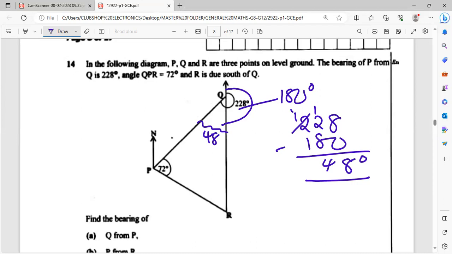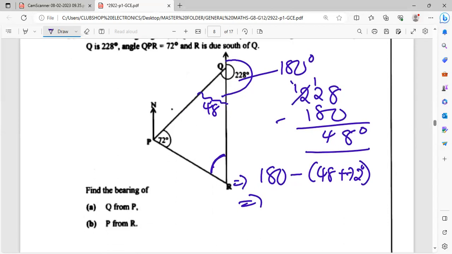I hope that is okay, but you can as well find this by saying 180 degrees minus (48 plus 72) degrees, because we have two angles given, and angles in a triangle will give us 180. Now I'm doing that even before I look at the question. So you have 180 degrees minus (48 plus 72). You get 120 degrees, and when you subtract this, it will give you 60 degrees. It means here there is 60 degrees. I hope that is fine.